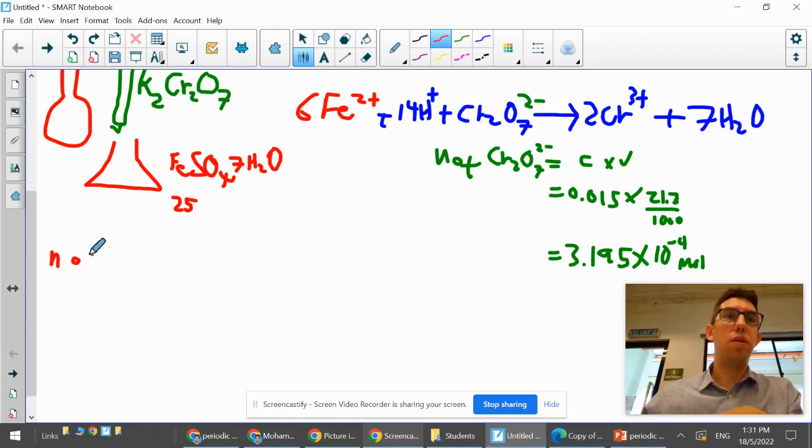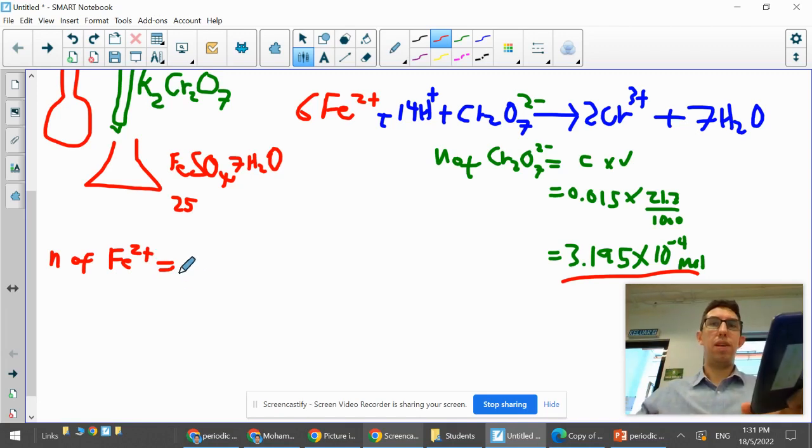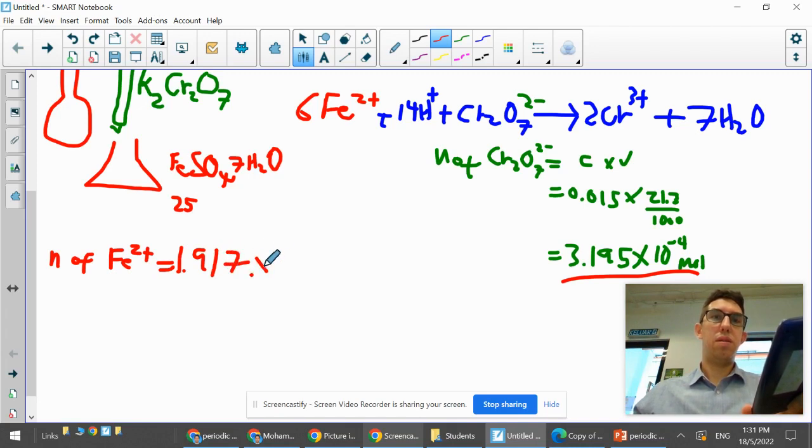moles of iron 2+ is going to equal this number times 6. Let's times that by the ratio, 1 to 6. It comes out as 1.917 times 10 to the minus 3.